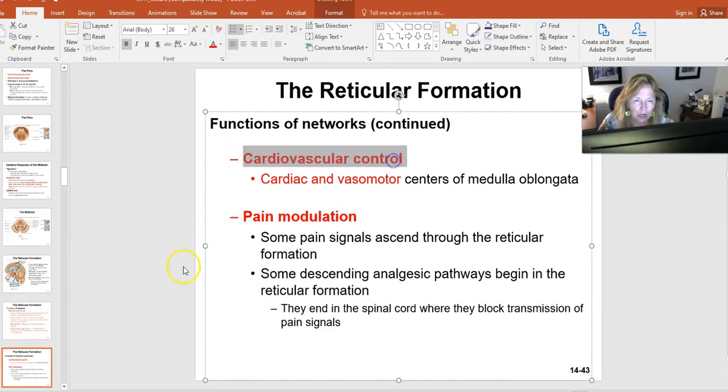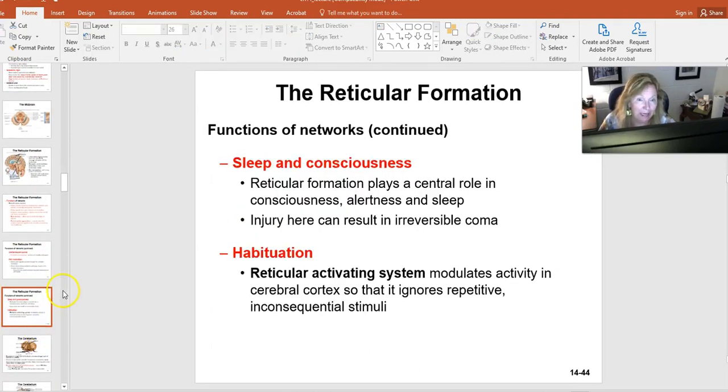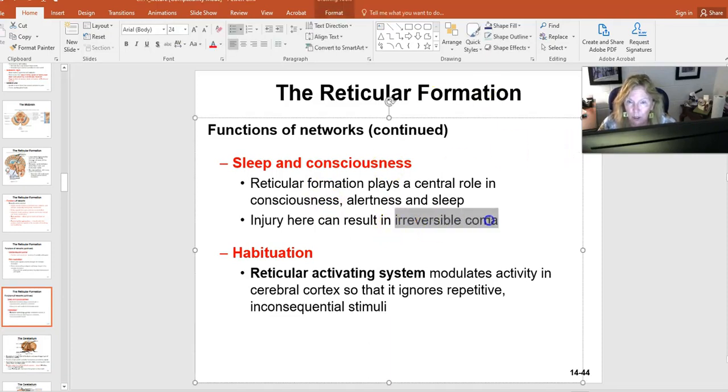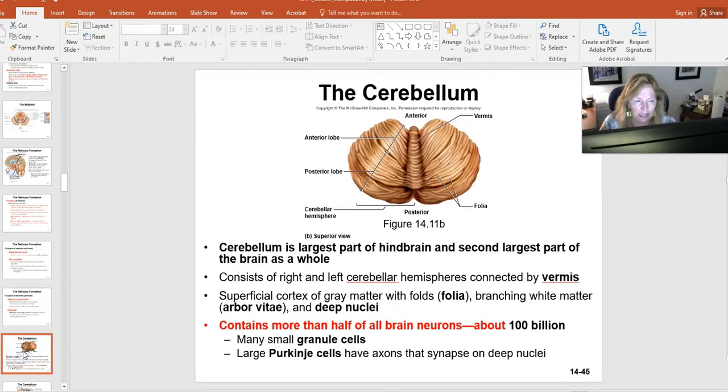Again, cardiovascular function, cardiac and even respiratory, and pain. So sleep, consciousness, again, of the brain stem. This is why people can have injuries to the brain stem and be in an irreversible coma. Not just injuries, sometimes tumor formations are putting pressure on that area, and that can lead to that.